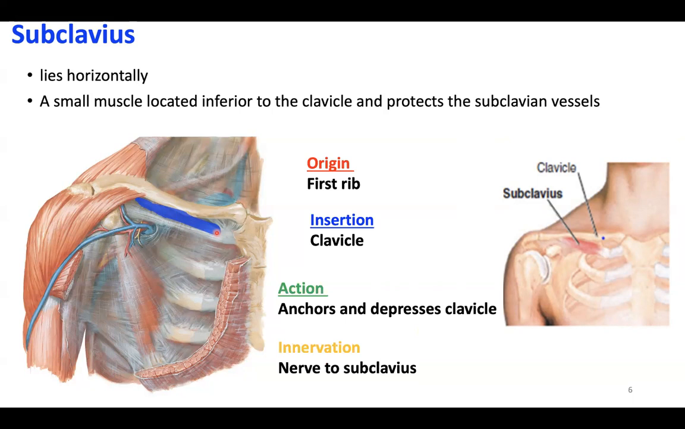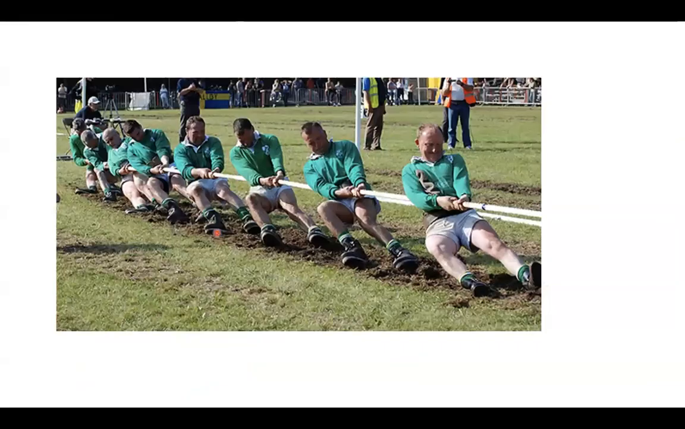This nerve is a branch from the brachial plexus. Subclavius muscle holds the clavicle in its position, especially when we are pulling something very hard. The clavicle has a tendency to dislocate at its sternoclavicular end, or at the sternoclavicular joint. So this muscle holds the clavicle in its position. For example, when we are playing tug of war, this muscle holds the clavicle in its position.